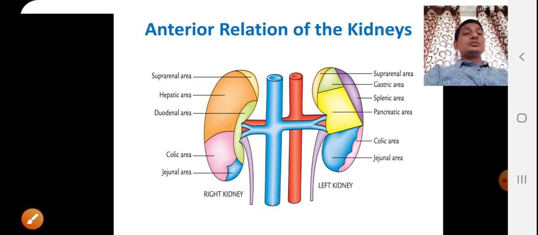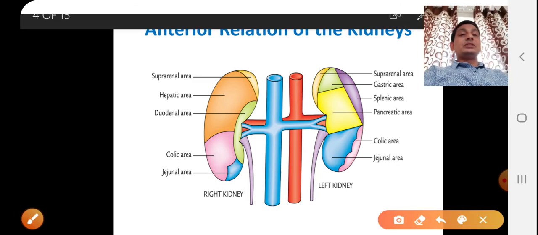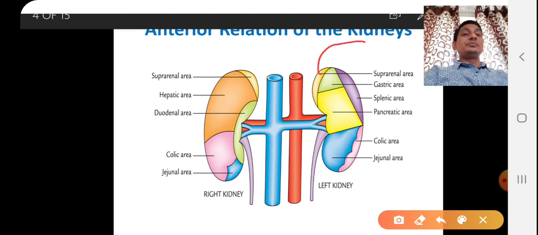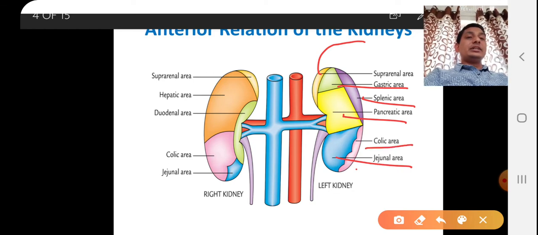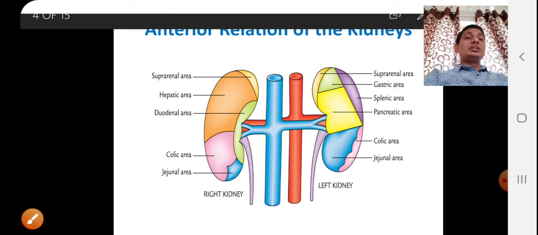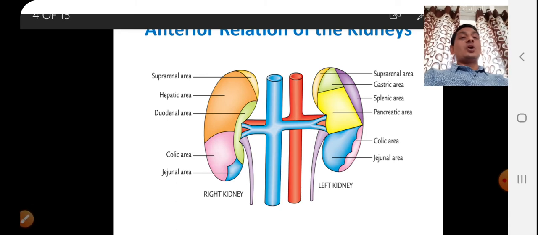Here is the suprarenal gland, then the gastric area, then the splenic area, then the pancreatic area, then the jejunal area, and laterally the colic area. These are the anterior relations of the anterior surface of the kidney.